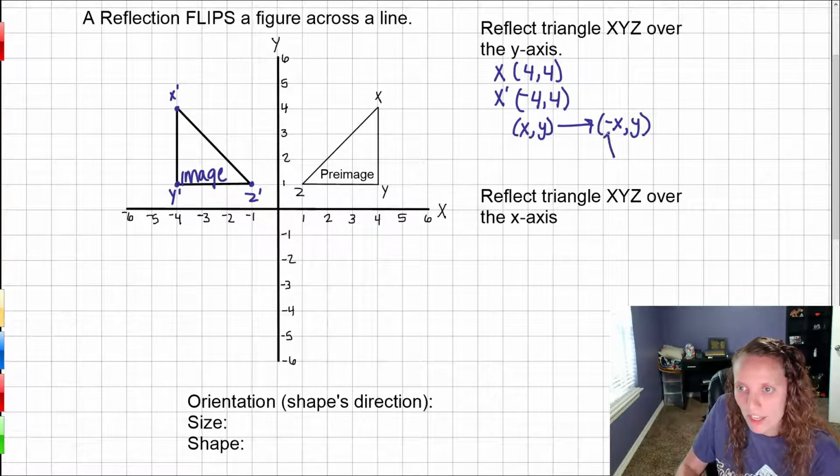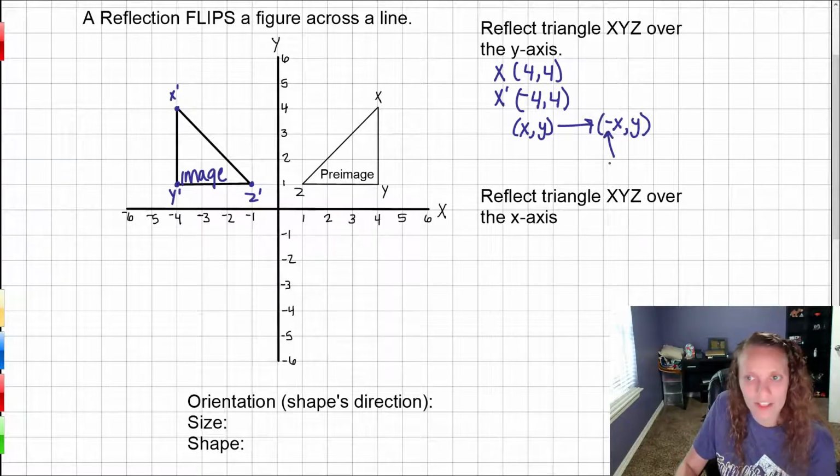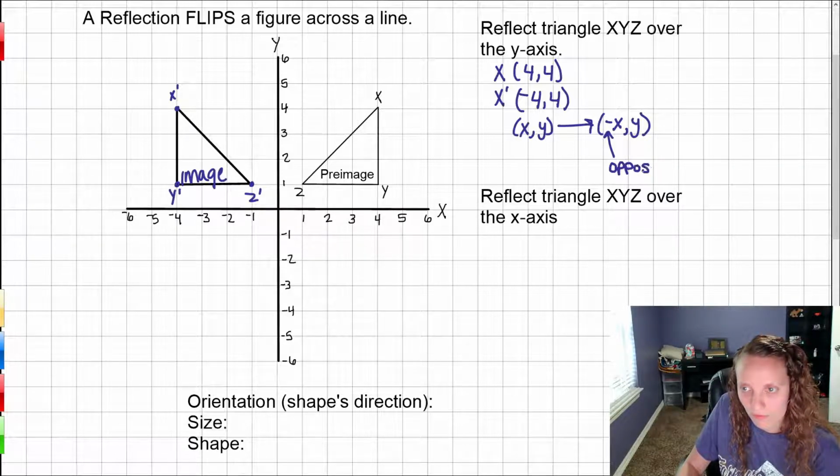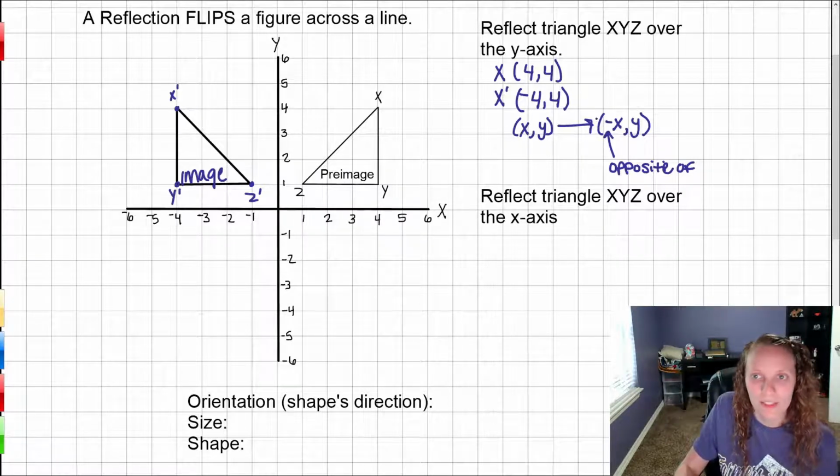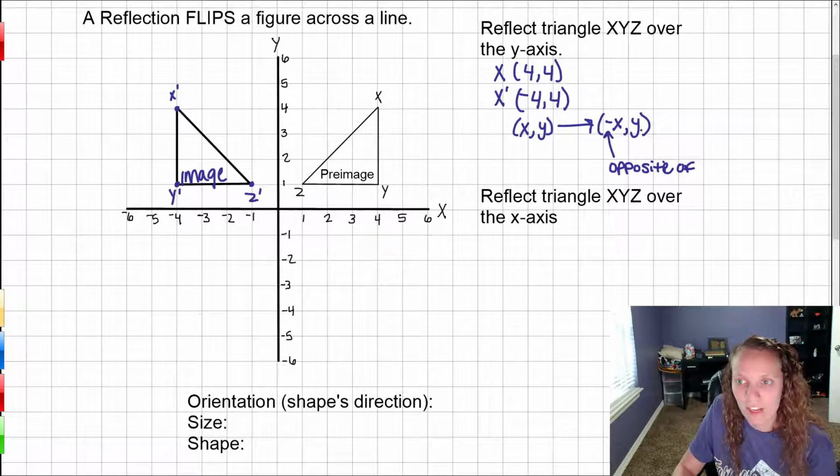So please note that this negative here, that's not a negative symbol. It means the opposite of. If it had gone from a negative to a positive, we still would have this little symbol here showing, oh, it took the opposite of x. And then again, the y stays the same. So this is a reflection over the y-axis.